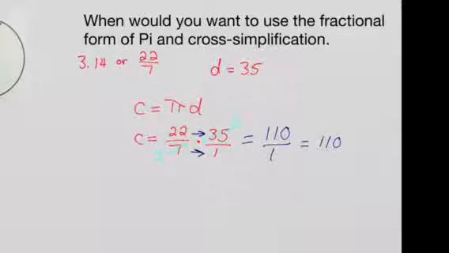As you can see by cross-simplifying, when we multiply 22 by the other number, instead of having to multiply it by 35, we only had to multiply it by 5. This greatly aids in the simplicity of working out this problem. But remember, it only helps whenever you have a multiple of 7 for your radius or your diameter.